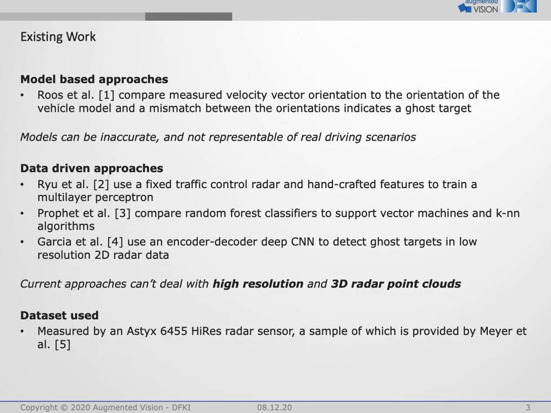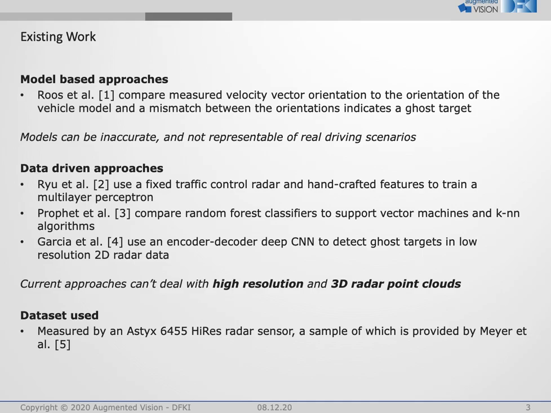Two different approaches have been considered for dealing with ghost targets. Model-based approaches, like in Luce et al., where a car model is fit to radar data and the orientation of the car is estimated. By comparing the measured velocity vector to the orientation of the car, they were able to detect ghost targets since they had mismatching velocity vectors and orientation. It's worth noting that models can be incomplete and not representative of real scenarios. In this work, two radars were used to estimate the complete velocity vector and it was only tested on simulated data.